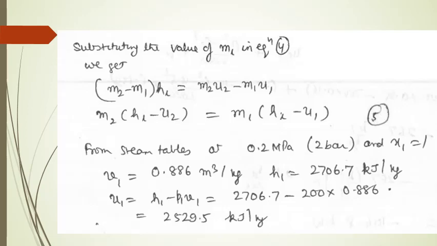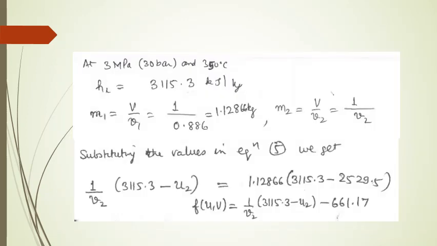Now from steam tables at 0.2 megapascal, that is 2 bar, and dryness fraction equals to 1, we put the values of V1, that is 0.886, H1, that is 2706.7 kilojoule per kg, and we get the value of U1 is equal to 2529.5 kilojoule per kg. At 3 megapascal, that is 30 bar and 350 degrees Celsius, Hi is equal to 3115.3 kilojoule per kg.